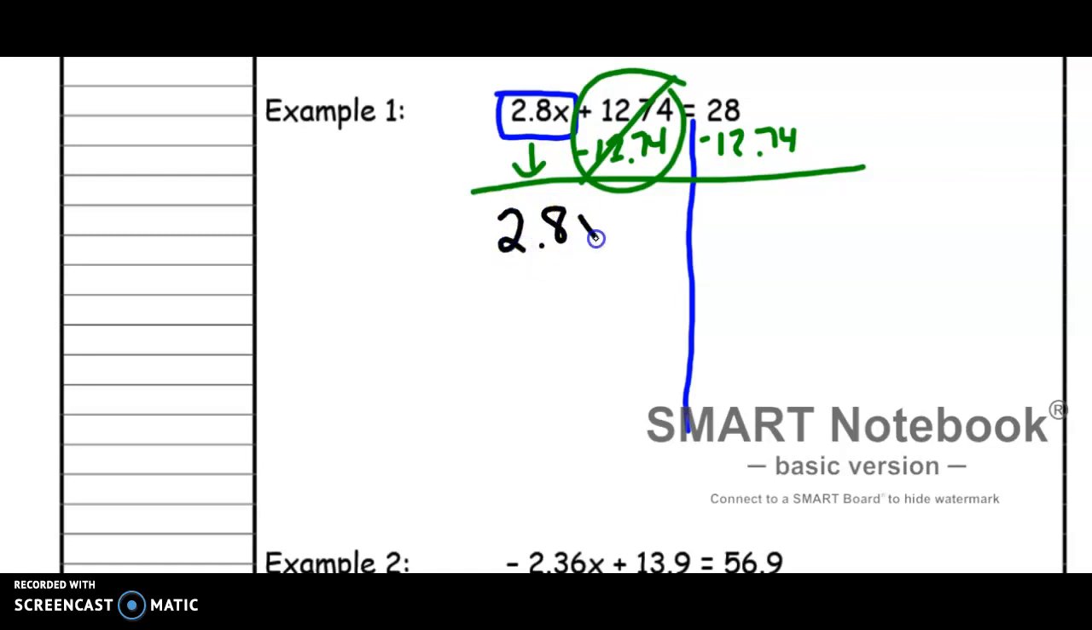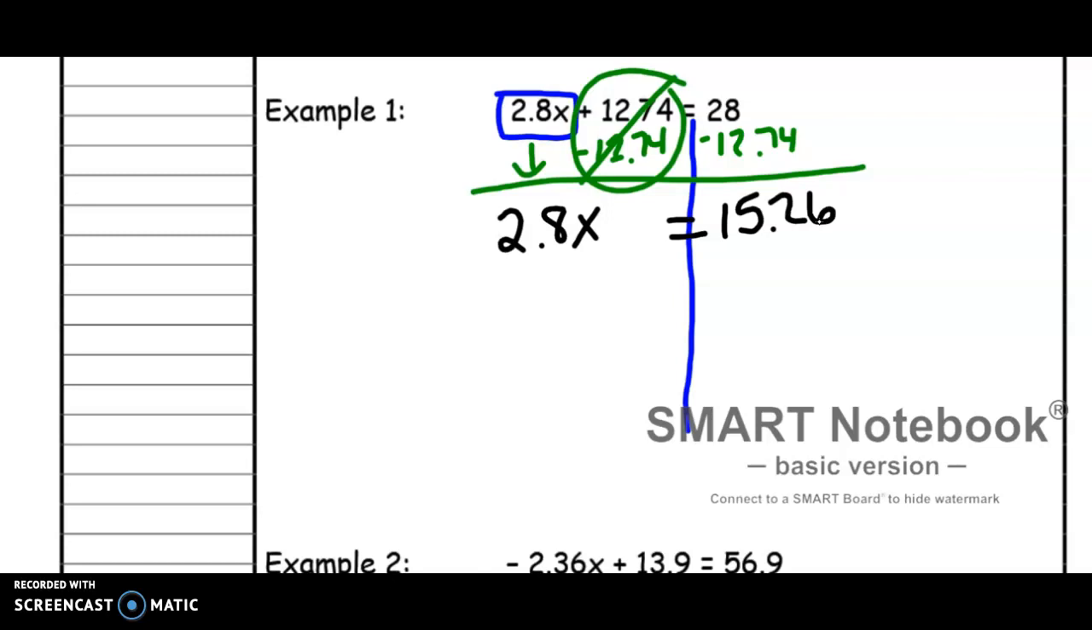So 2.8x equals, and then we're going to use our calculator and subtract 28 minus 12.74, and we get 15.26. I just did that on my calculator, and you can do that on your own. All right, so right now we have 2.8 times some mystery number equals 15.26.